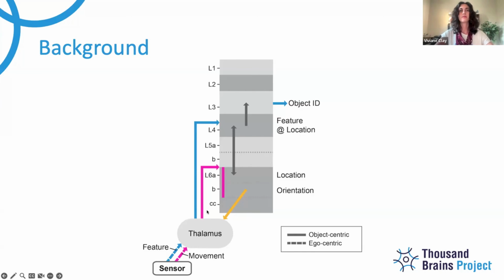One thing that is new in this picture is this backward projection from layer 6b to the thalamus, which we propose here is used to inform the thalamus of an orientation transform that it needs to apply to both the features and the locations. And this is new, and I'll talk about that in a bit more detail in a moment. But essentially, the idea is that information from the sensor is in an egocentric format.